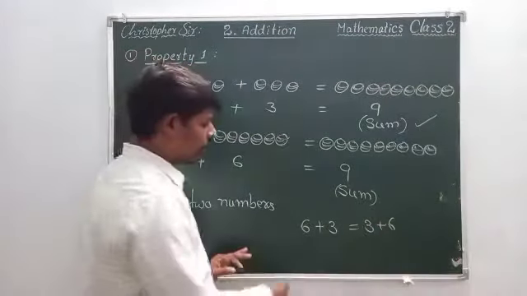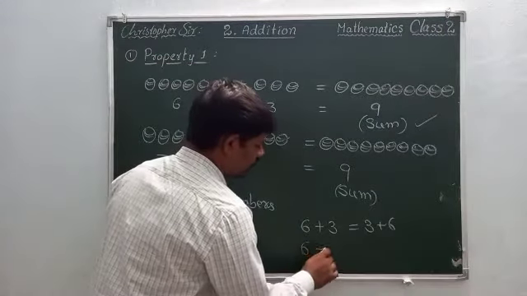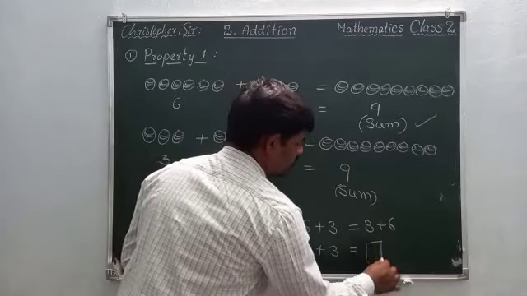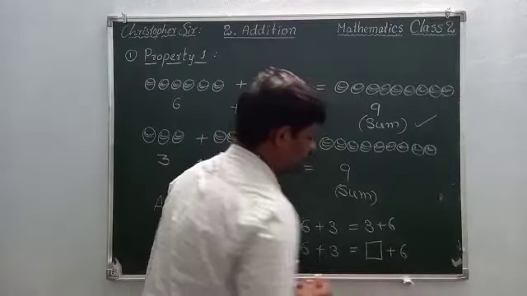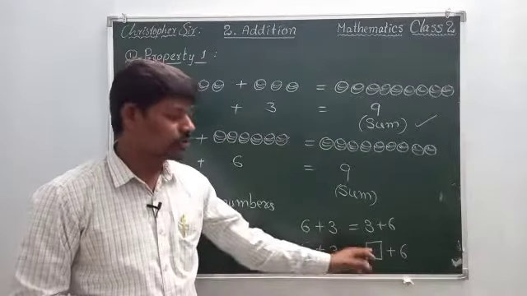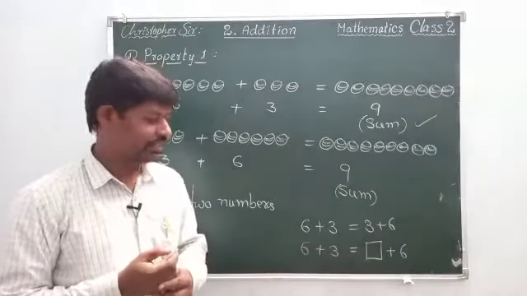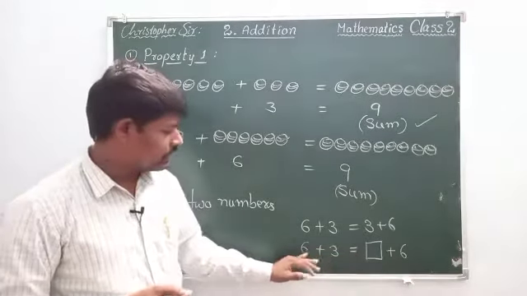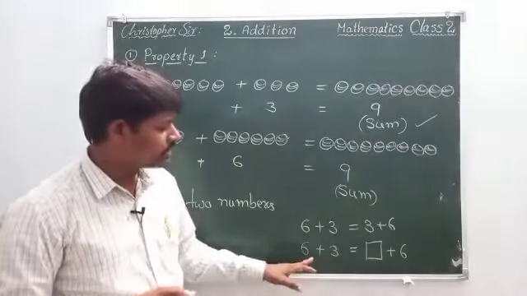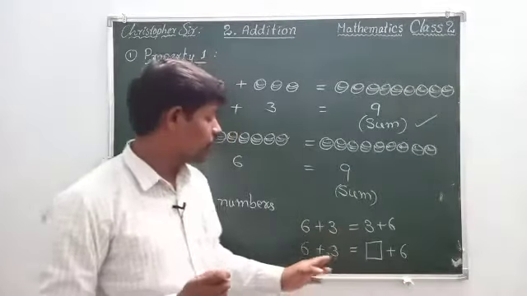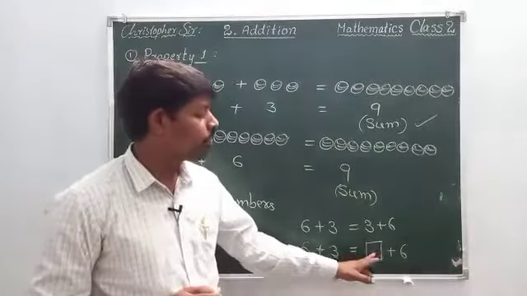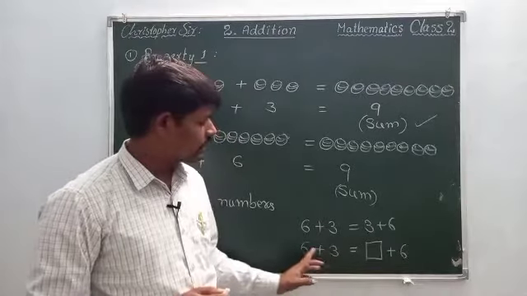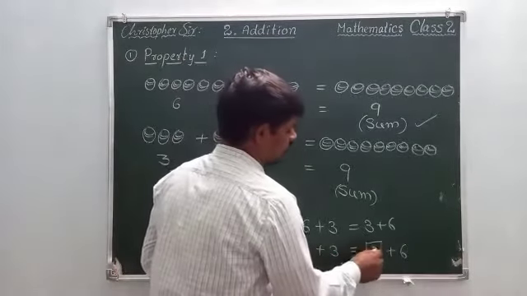For example, 6 plus 3 is equal to, here a box is given. So in this box, what number do we have to write? Because this is the equal to symbol, that means whatever is on the left side, the right side is the same thing. So 6 plus 3 is equal to box plus 6. That means in this box we have to write 3. Okay, 6 and 3 only.